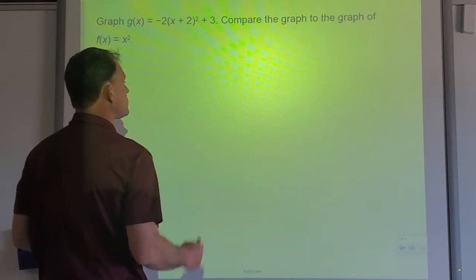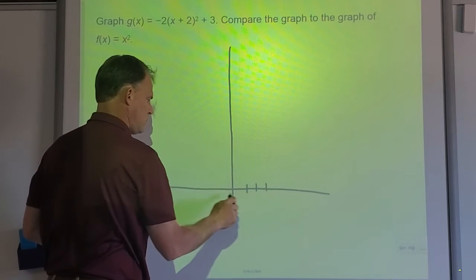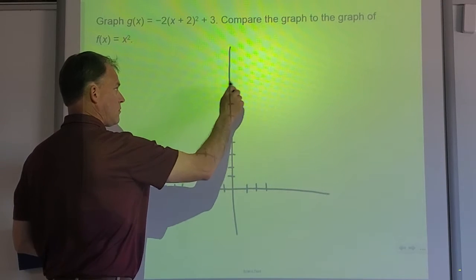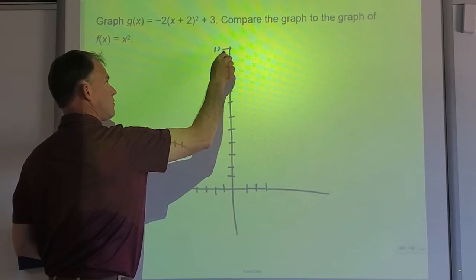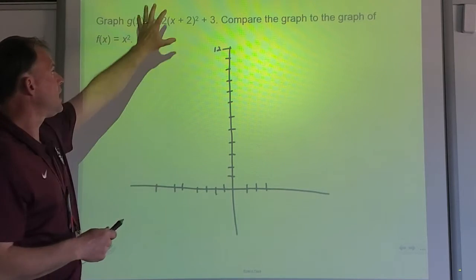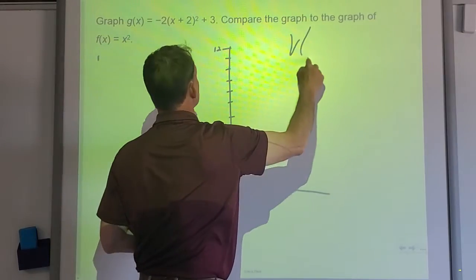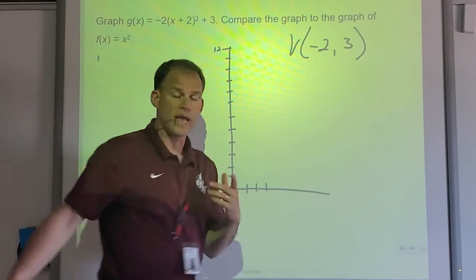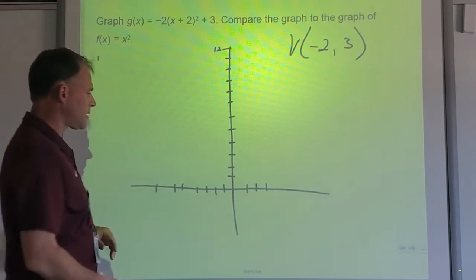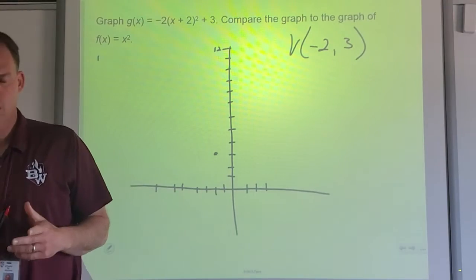Graph. On mine, right? So, where is the vertex of this function? -2, 3. The opposite of what's in parentheses, exactly what's outside. So the first thing I'm going to do is I'm going to go left 2, up 3, and I'm going to put my vertex. Okay.